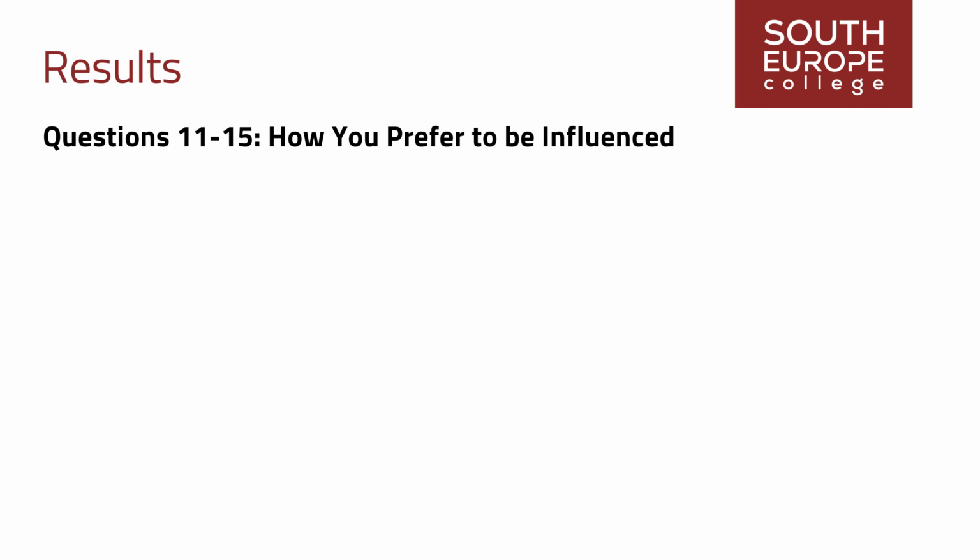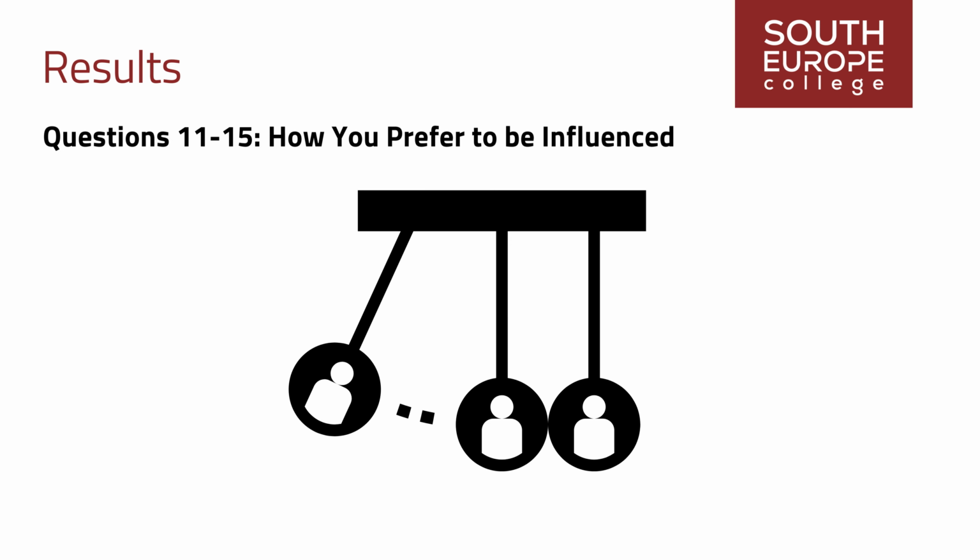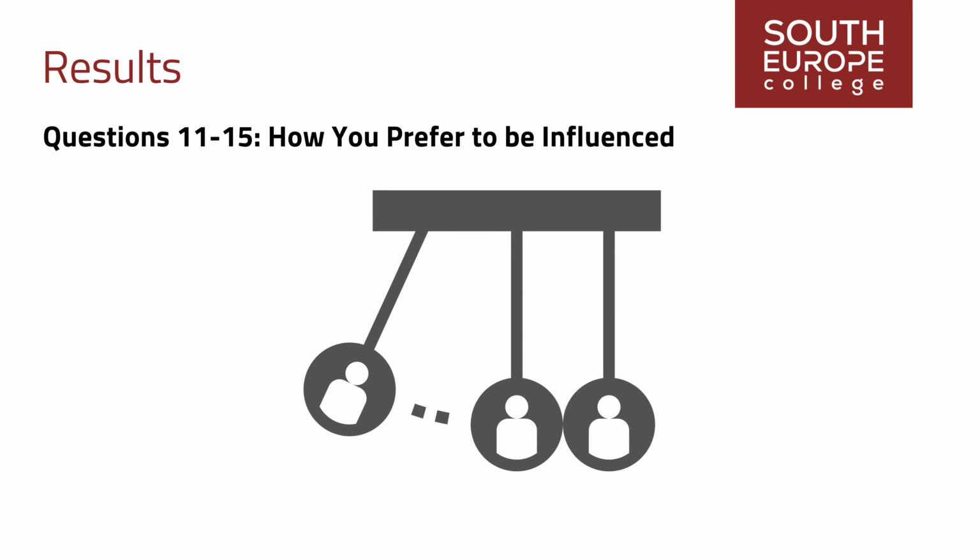Questions 11 to 15, how you prefer to be influenced. If we're honest about how we answered these questions, the results may vary from questions 6 to 10. It's not uncommon for someone to prefer to be led, influenced differently than how they naturally lead or influence others. The closer your answer is to very true, the more likely you are to respond to each type of influence.